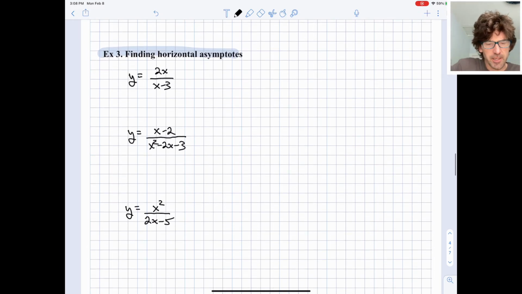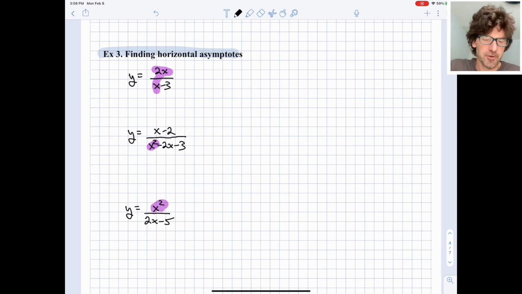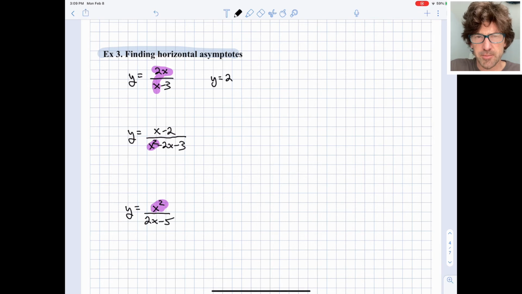So finding some horizontal asymptotes here, again, we are simply looking at the x terms with the largest exponents, and I'm going to highlight those here. For the first one, we have two x terms with the largest exponent of 1, and the minus 3 won't matter in the grand scheme of things. We have 2x over x, and those x's cancel. We have a horizontal asymptote of y equals 2.